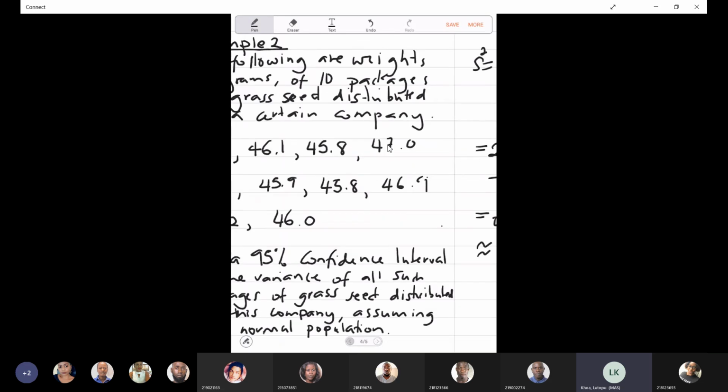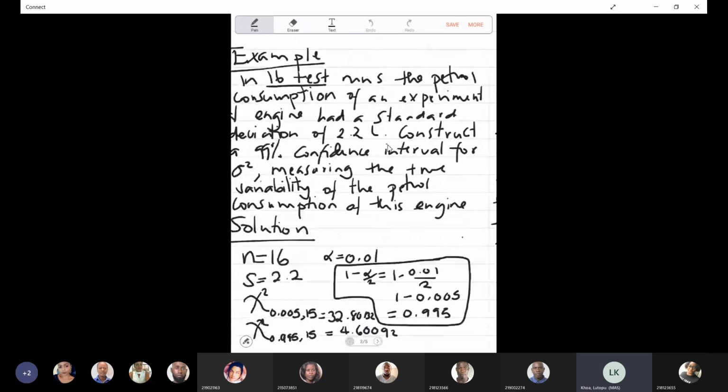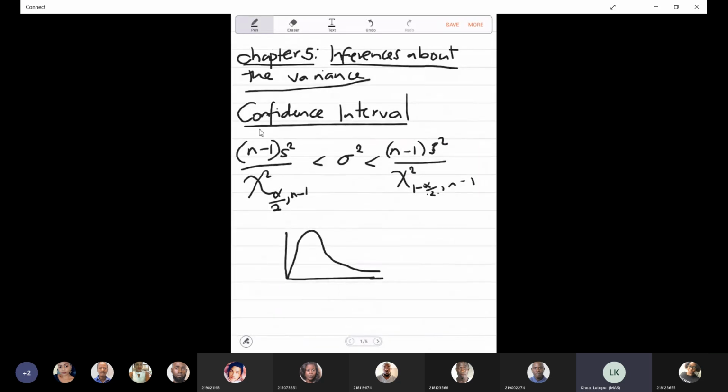We're almost there. So just to go back to the formula. So we need n minus 1, which we have. We needed s squared, which we just got. Now we have to read this value from our table.